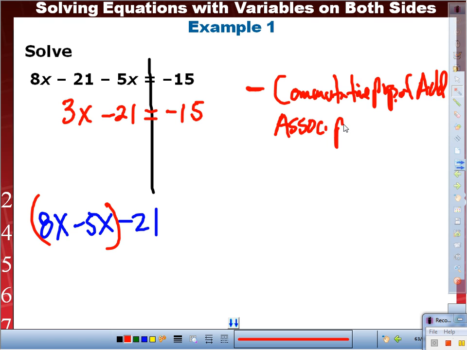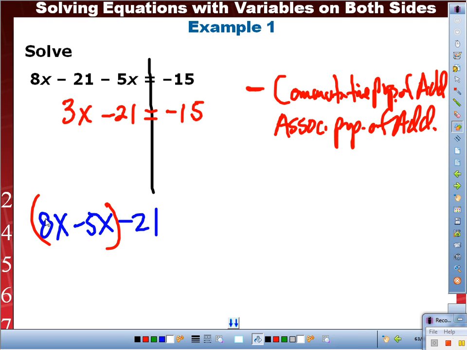So what is this property? Associative property of addition. Does everybody see it now? But do we show this? No, we do this in our noodle, right? We just go, oh, 8x minus 5x is 3x, and bring that one down. All right. Continue, Brisa.